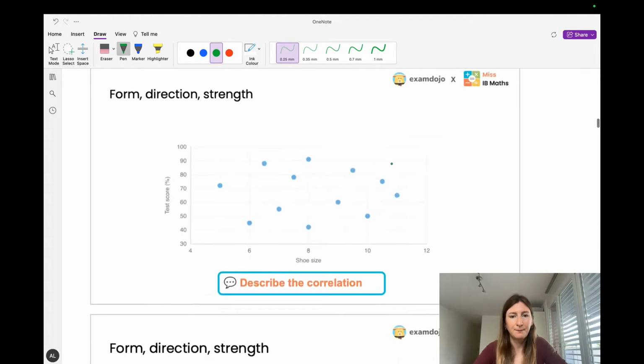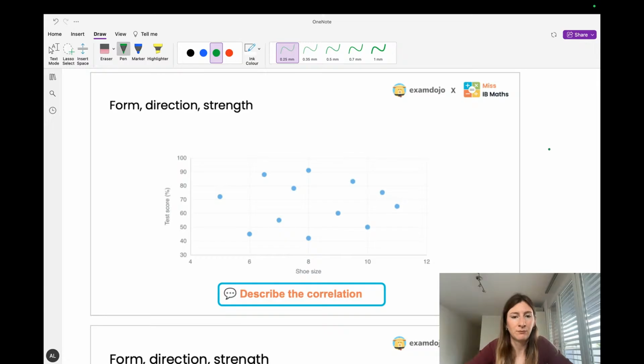Okay, how about this one? Would that be positive or negative? Weak, moderate, strong, no correlation. Linear or nonlinear? So right now we can see there's no pattern going on here. If I had to draw a line like that, or if I had to draw a line like that, it wouldn't make any sense. So we say this is no correlation.